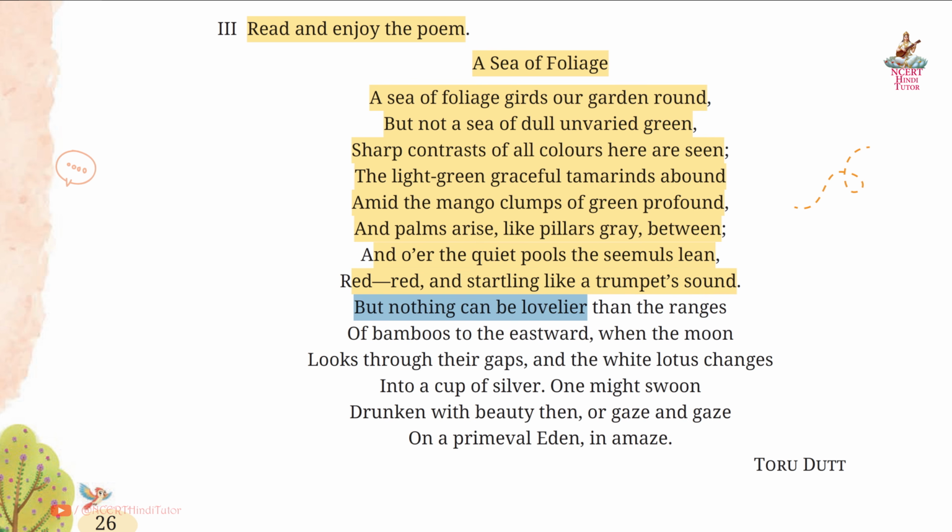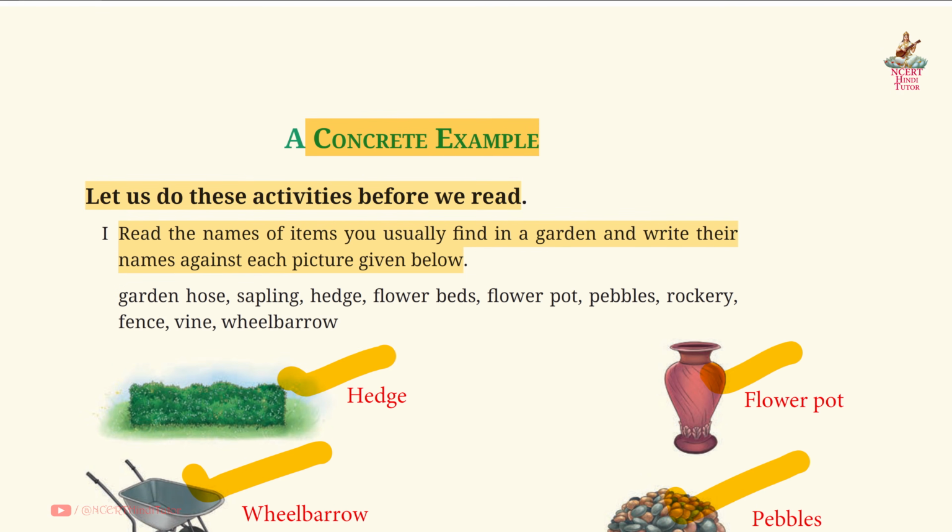But nothing can be lovelier than the ranges of bamboos to the eastward when the moon looks through their gaps and the white lotus changes into a cup of silver one might swoon, drunken with beauty then, or gaze and gaze on a primeval Eden in amaze. Toru Dutt. So friends, we have completed all the question answers from the poem A Concrete Example from Unit 1.